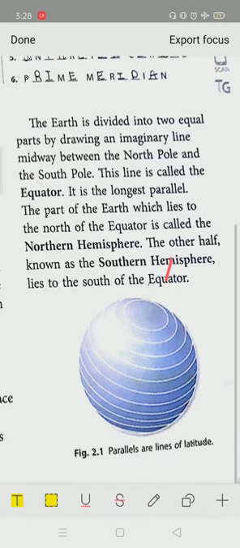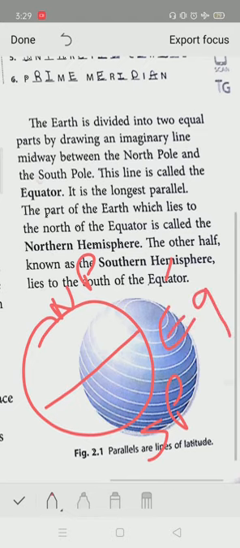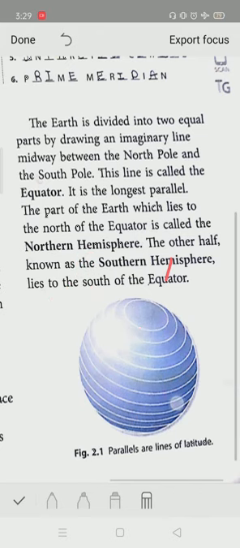So, when you have the earth, and we are drawing a line which is at the center, this becomes the North Pole, this becomes the South Pole, and this line is passing, dividing these two. So this becomes the equator. The earth is divided into two equal parts by an imaginary line midway between the North Pole and the South Pole. The line is called the equator. It is the longest parallel. Remember this, it's the longest parallel.